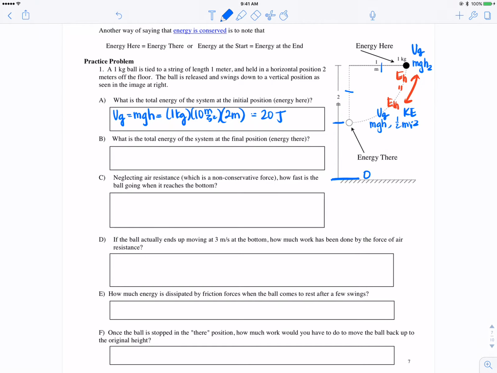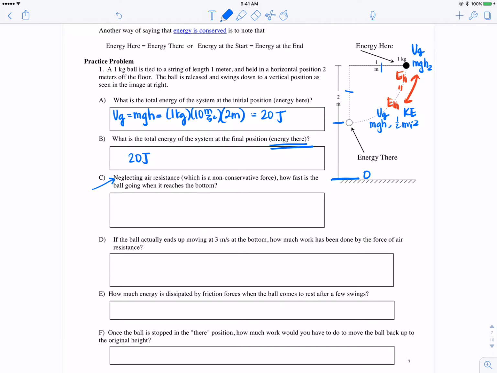Since energy is conserved in this system, because there are no non-conservative, aka friction and air resistance forces acting on the system, as far as I know, there are 20 joules of energy when the ball is at the bottom of its swing, or energy there. Neglecting air resistance, so here it just tells me there are no non-conservative forces acting. How fast is the ball going when it reaches the bottom?